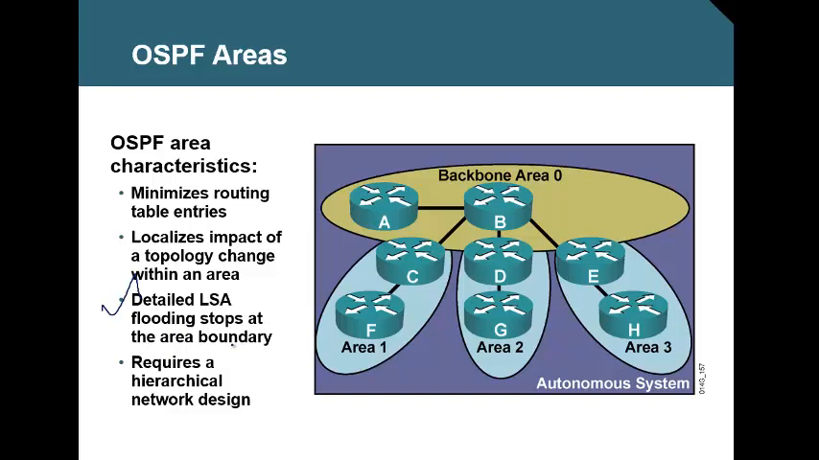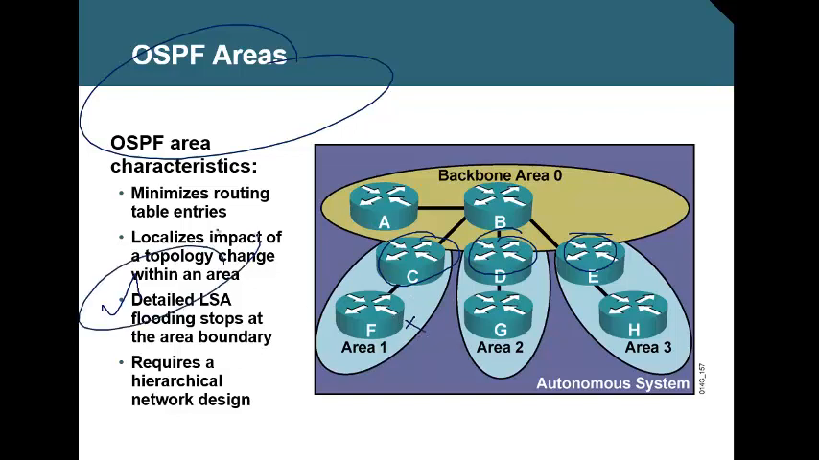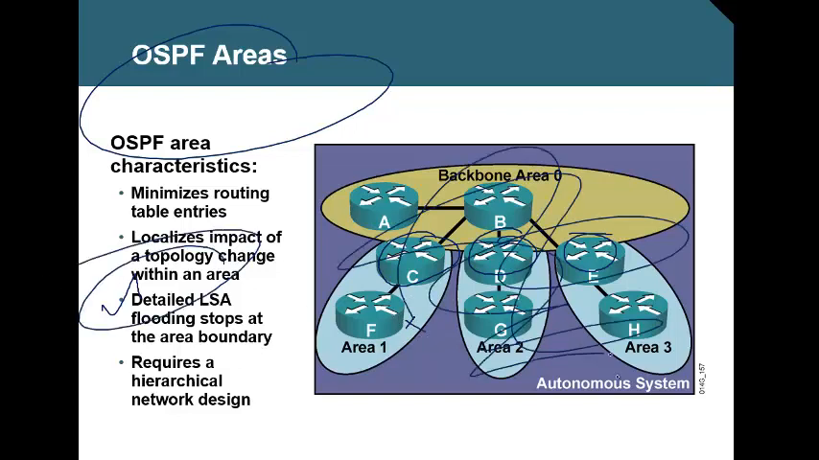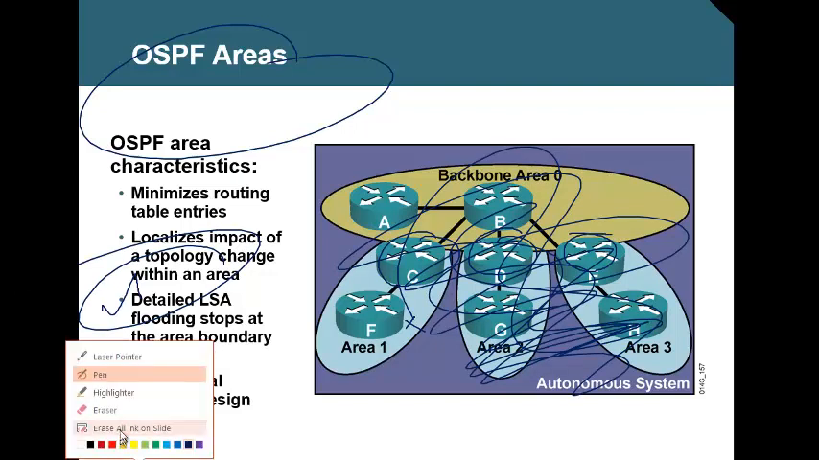But if you want to do summarization, you need areas. Without an area border, can you do summarization? Not possible. That's why we need areas. If you don't do summarization, the LSAs are going to be detailed, and when a small route goes down, it is going to impact the entire topology. All will be running the OSPF process as per the new change. That's not good.